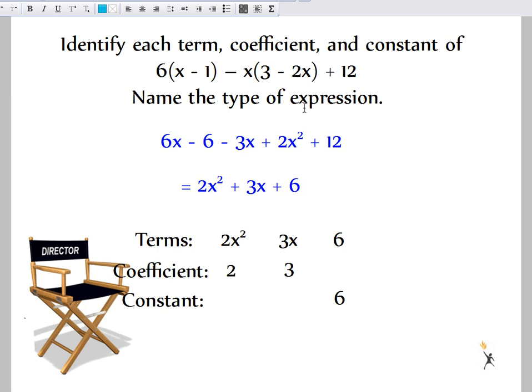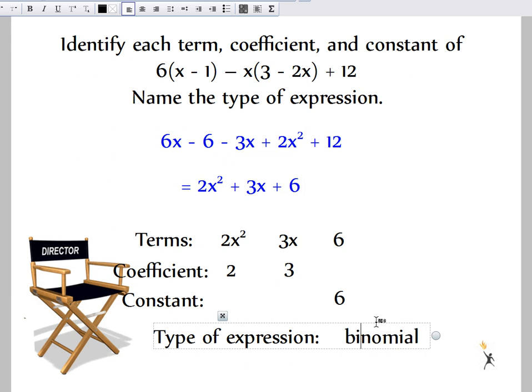Next, it asks us to name the type of expression. Is this a monomial, a binomial, a trinomial, or something else entirely? Since it has 3 terms, we're talking about a trinomial. Wow, somebody really messed this up. There we go. This is a trinomial.